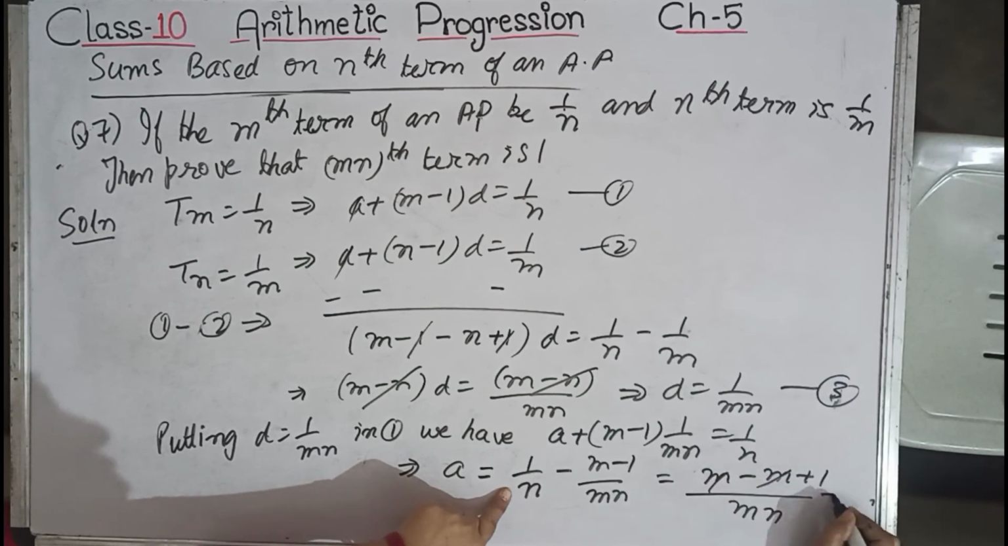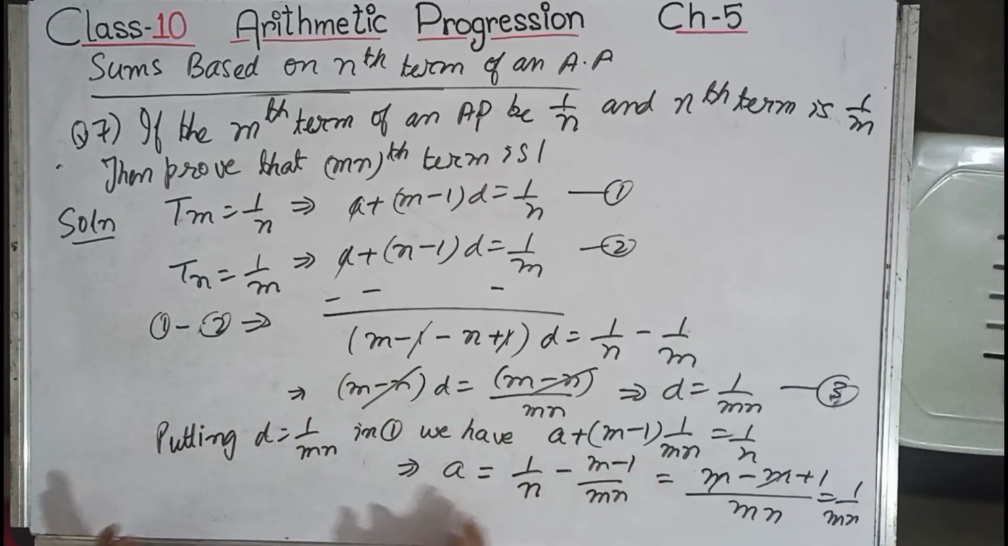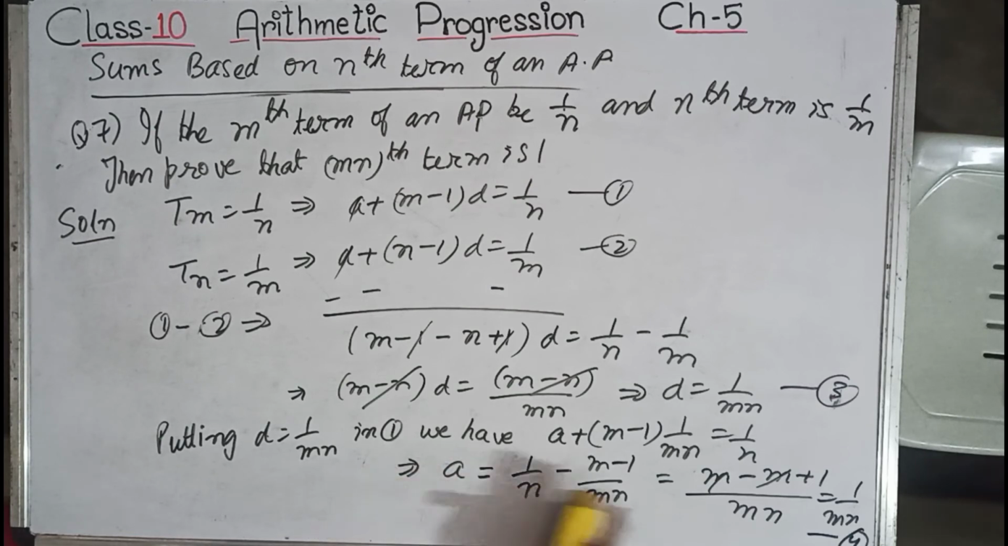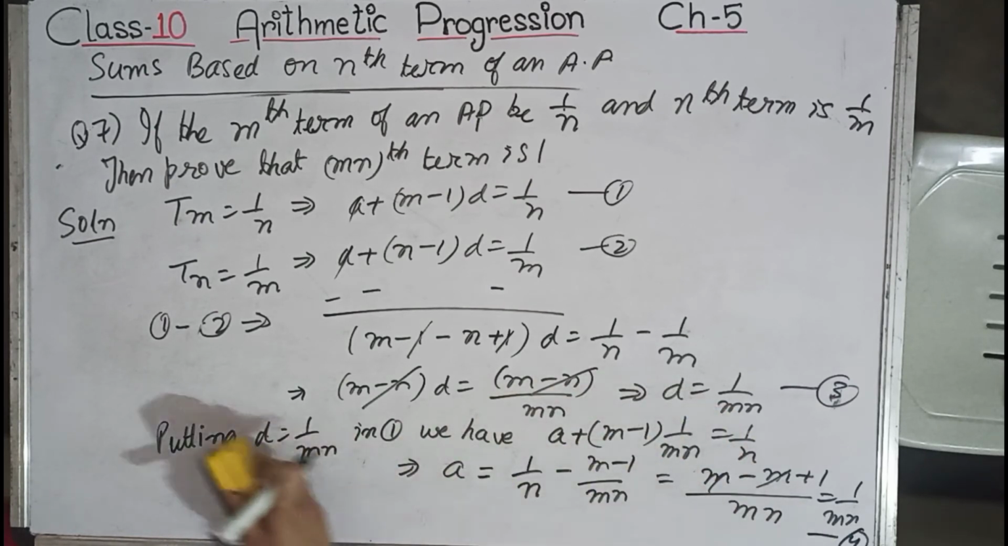Children, you try to solve by your own. Do the calculation by your own. Don't see the calculation from here or from any of the books. So a also is coming as 1 by mn. This is equation number 4. So we have got the value of a as well as d as 1 by mn. The a value is 1 by mn, the d value is 1 by mn.